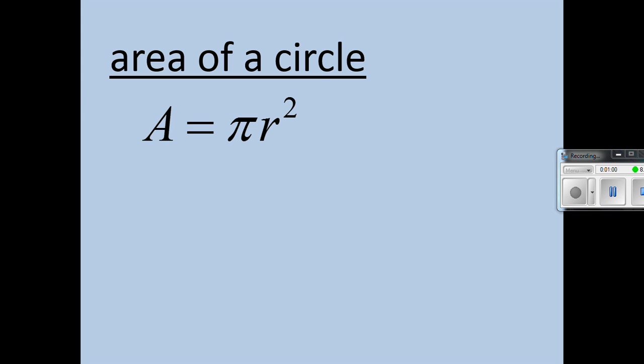Okay, so you need to know the area of a circle. So remember, area of a circle is pi r squared. Okay. Yesterday we were working with circumference. Now we're going to work with the area.